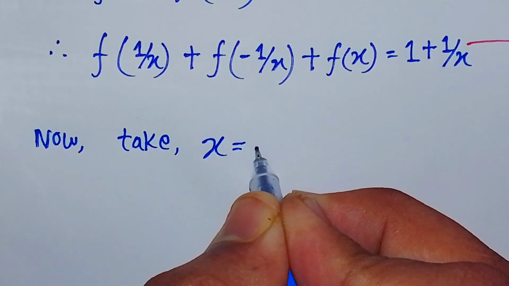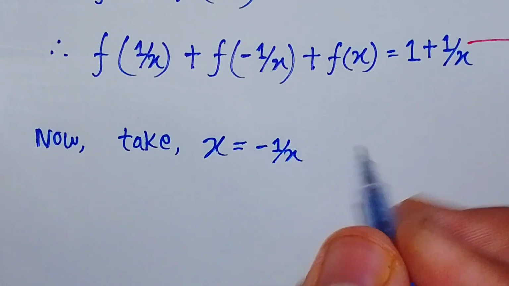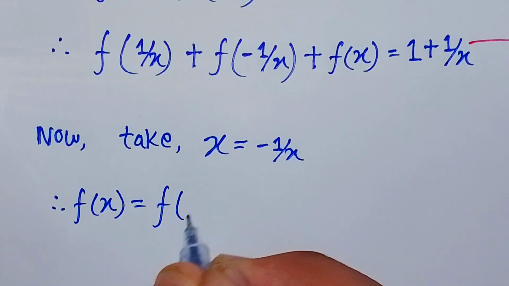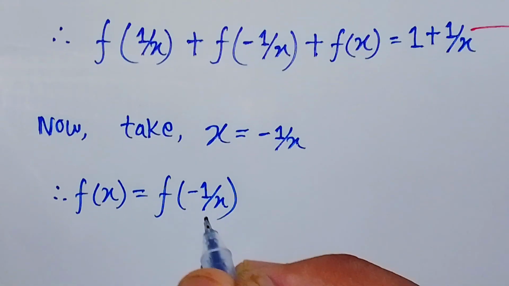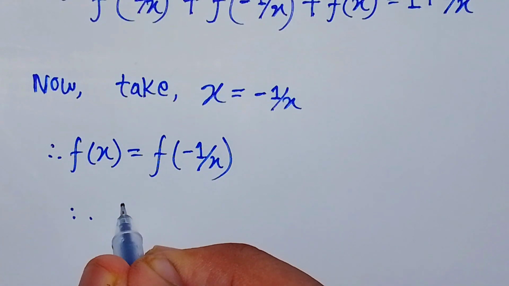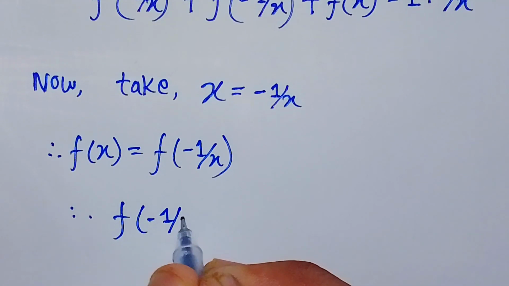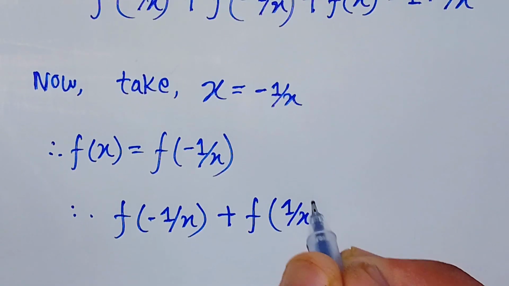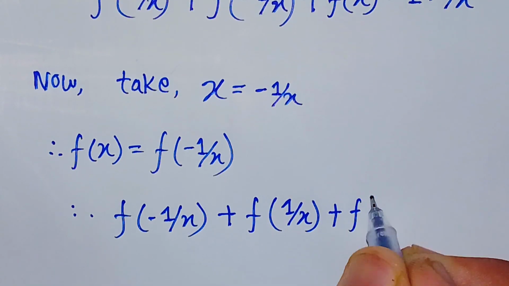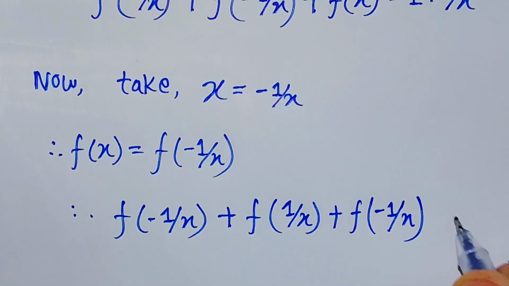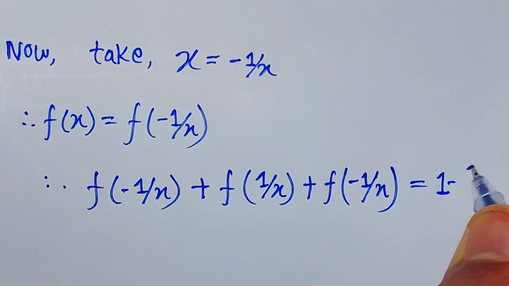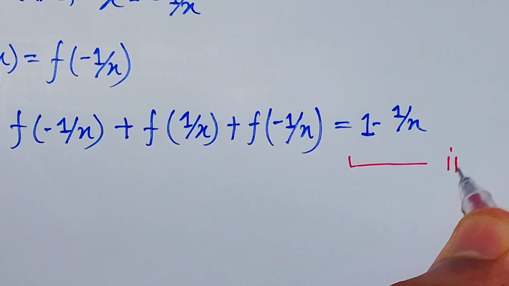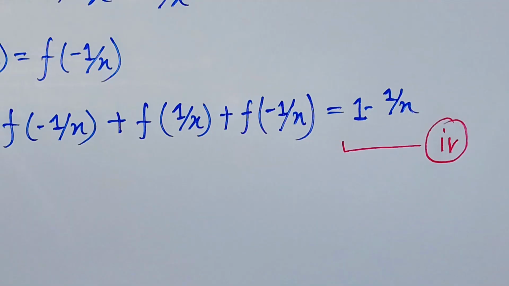So now we'll take x as 1 - 1/x. Then f(x) will be f(-1/x). So we just replace that in equation number 1. Then we'll get f(1/x) + f(-1/x) = 1 - 1/x. So now we can take it as equation number 4.